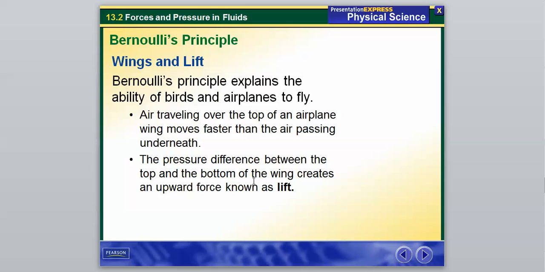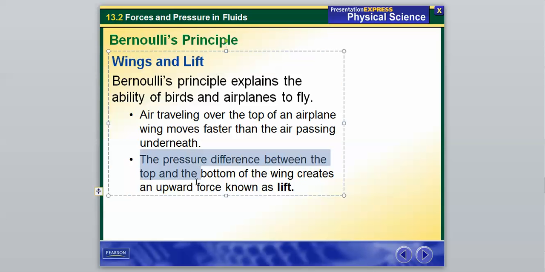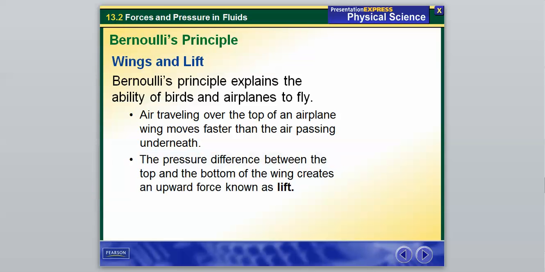And this explains the ability of birds and airplanes to fly as well. So not just as simple as paper moving up in the air, but in order for flight to occur, Bernoulli's principle comes into play. Air traveling over the top of an airplane wing moves faster than the air underneath, and then the pressure difference between the top and the bottom of the wing creates an upward force known as lift. So definitely make sure you write that down. Again, that's just an interesting real-life example of forces and fluids. There are a lot of interesting real-life examples in this chapter. It's short, but it is very informative.